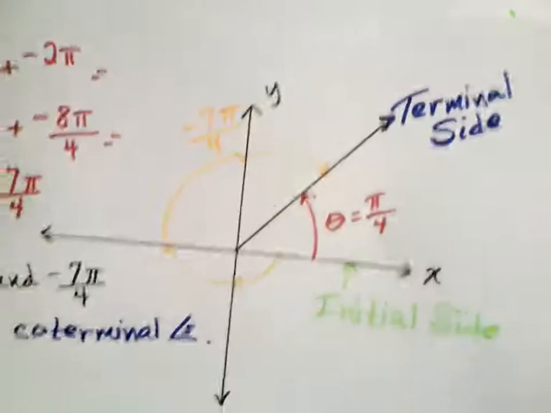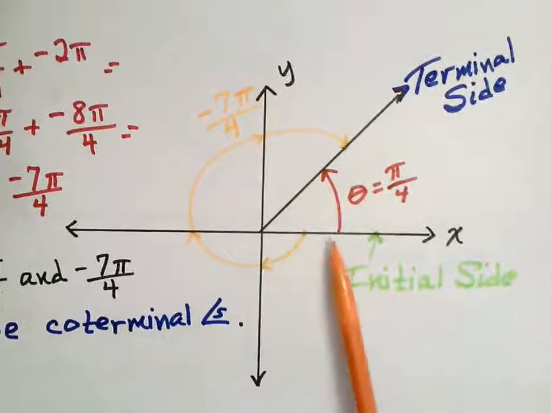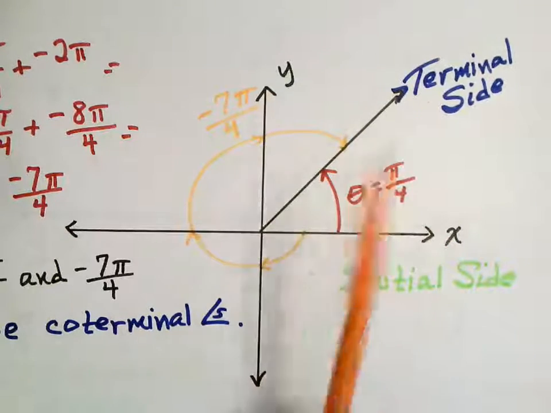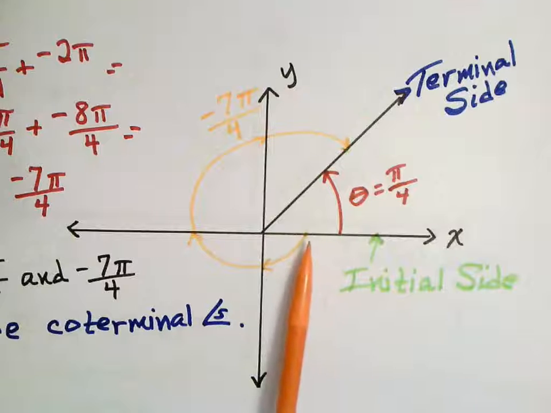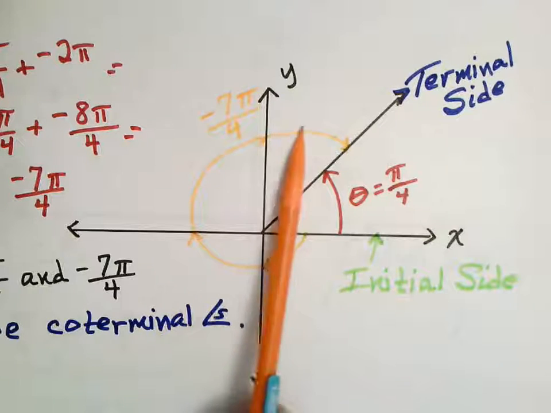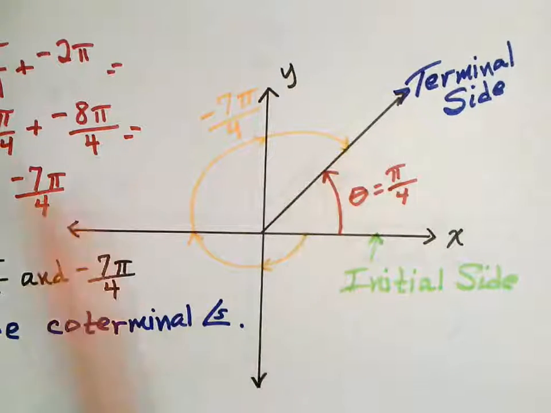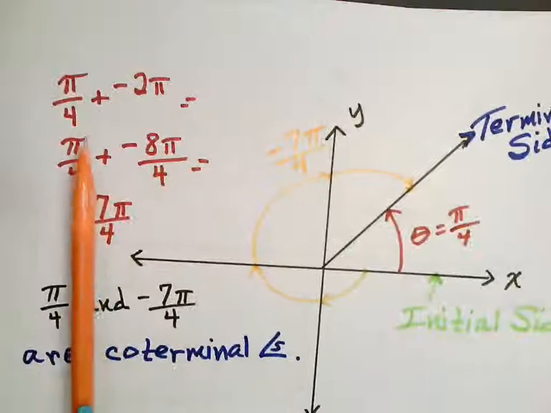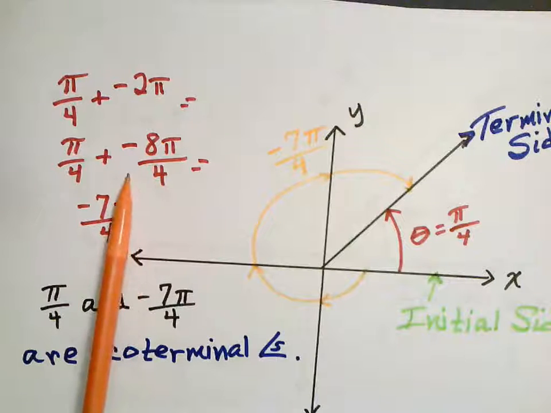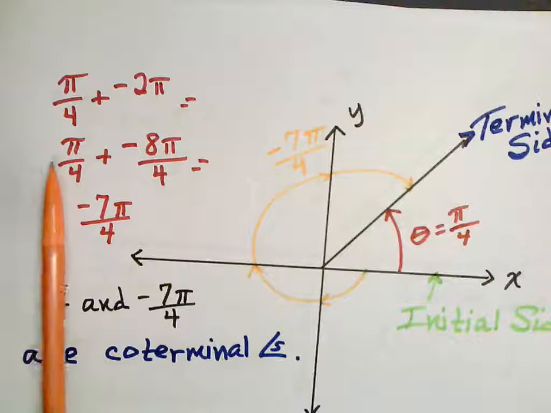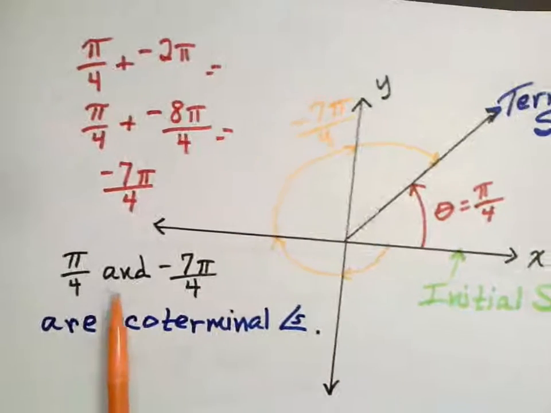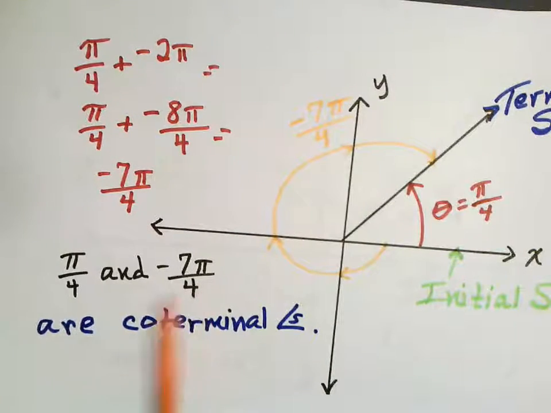Let's look at that again. Here is our theta, which is pi over 4 in quadrant 1, initial side, positive x-axis, the terminal side. This time I'm going to start on the initial side, the positive x-axis, but this time I am going clockwise, which means that the angle is going to be negative, but you're still going to end up at the same terminal side. So this time I'm going to take the pi over 4 and I'm going to add a negative 2 pi. And a negative 2 pi is the same thing as a negative 8 pi over 4. When I add the 1 pi plus the negative 8 pi, I get the negative 7 pi over 4. Therefore, pi over 4 and negative 7 pi over 4 are coterminal angles.